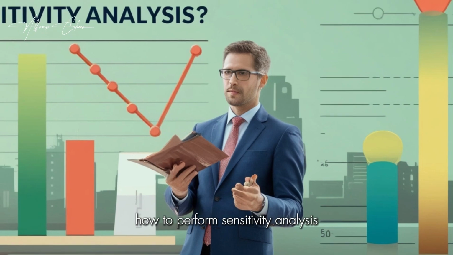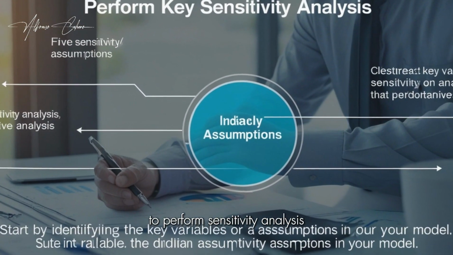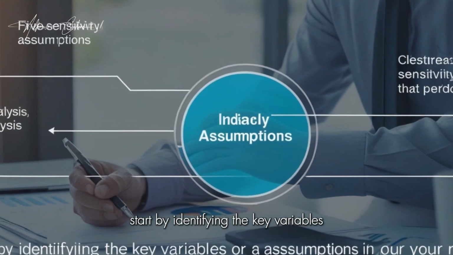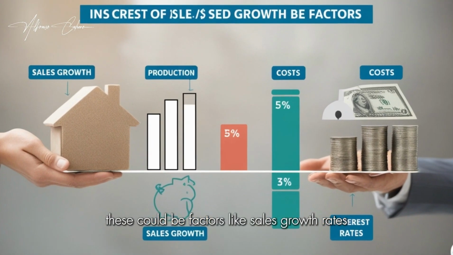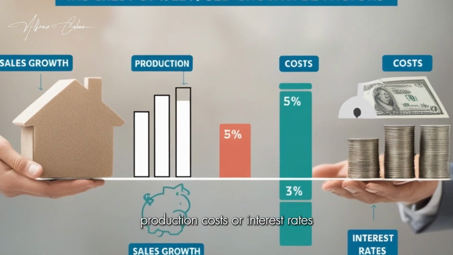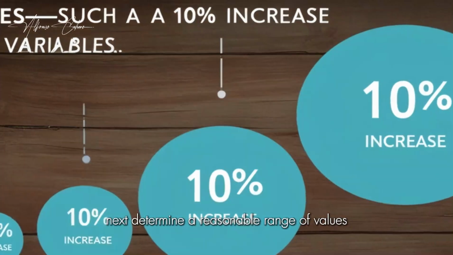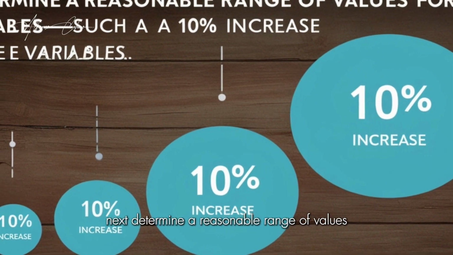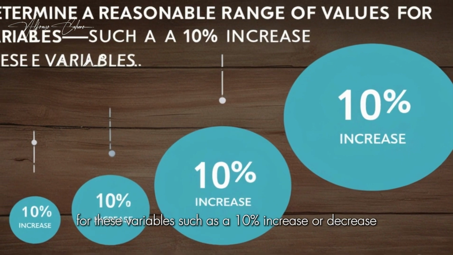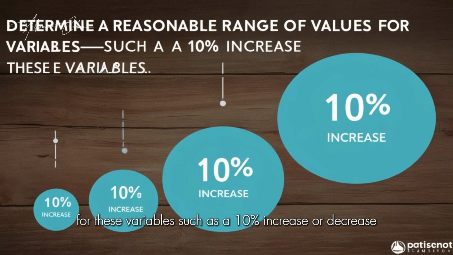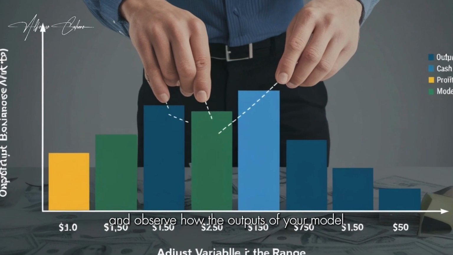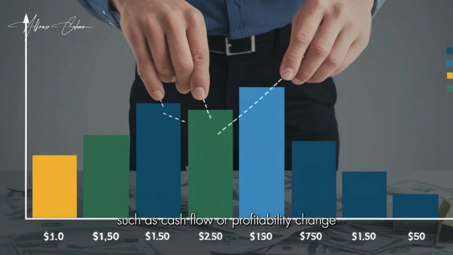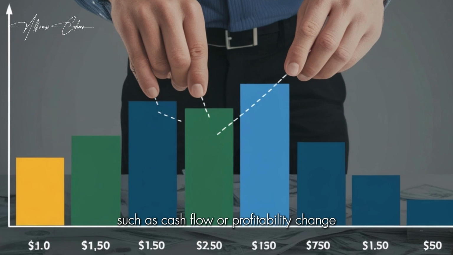How to perform sensitivity analysis. To perform sensitivity analysis, start by identifying the key variables or assumptions in your model. These could be factors like sales growth rates, production costs, or interest rates. Next, determine a reasonable range of values for these variables, such as a 10% increase or decrease. Adjust each variable within this range and observe how the outputs of your model, such as cash flow or profitability, change.